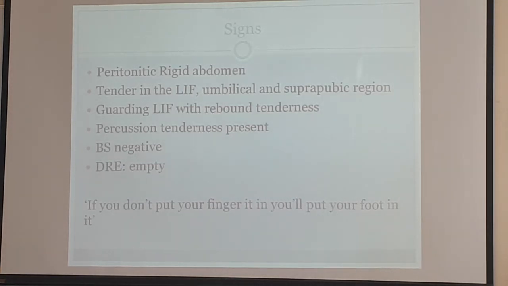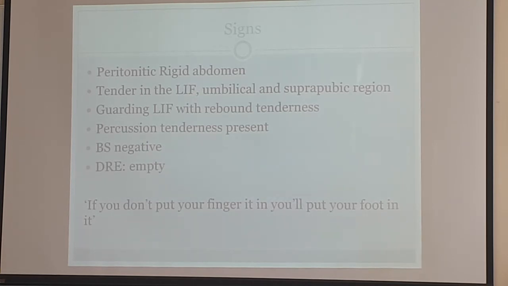What's guarding? Because when you tense your abdominal muscles, causing either microjuice pain or peritonitis. Yeah. So when you go to press on it, the tendon is really tense and not soft. Yes, exactly. So that is what guarding is.